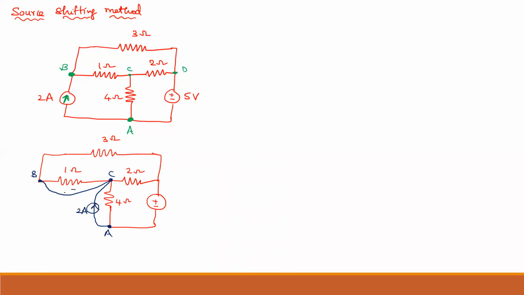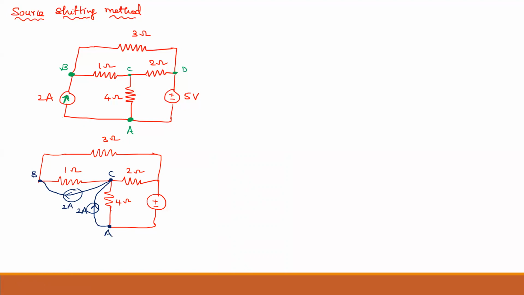C to B I am traveling. This is your current source of 2 ampere. Now if you observe, a 2 ampere source in parallel with a 1 ohm resistor is there. Here a 2 ampere source in parallel with a 4 ohm resistor is there. So this is a practical source. This is also a practical source. Okay.